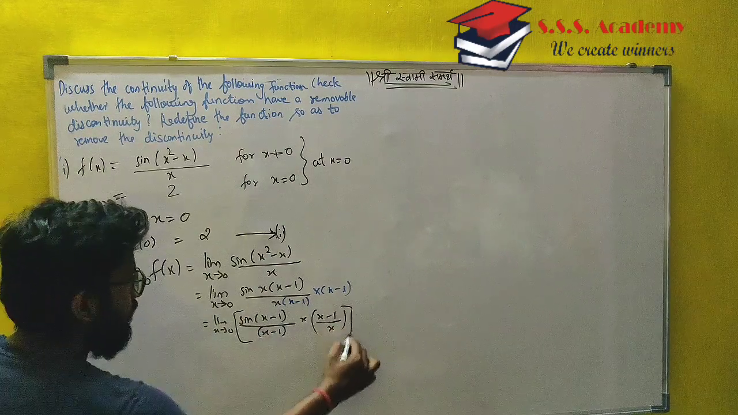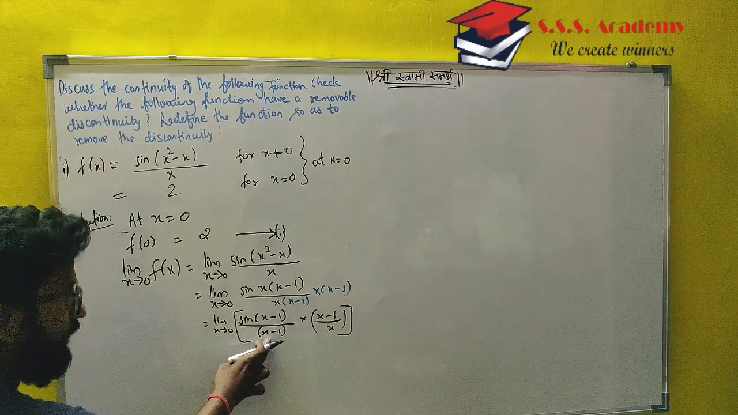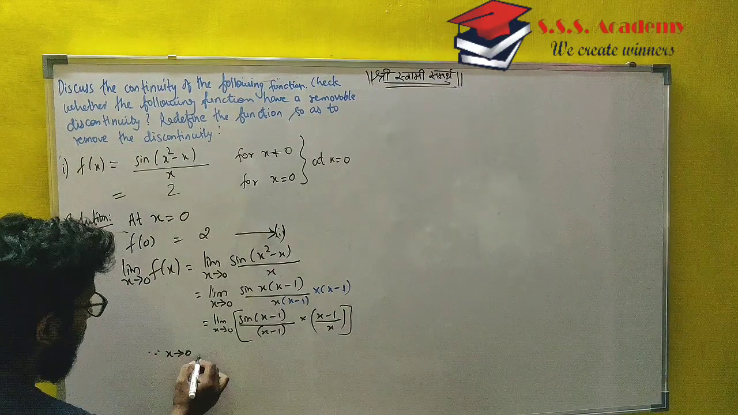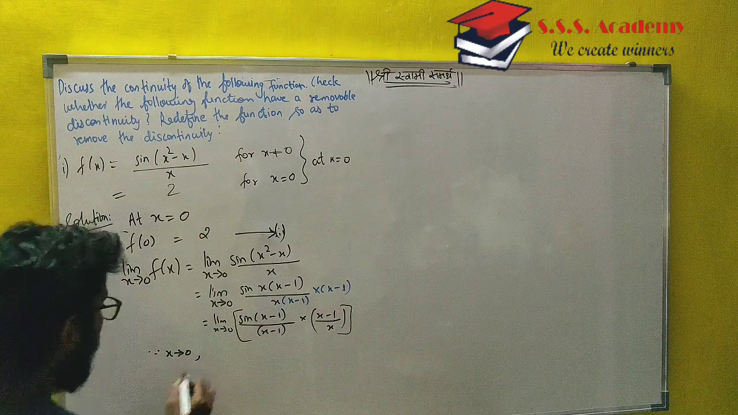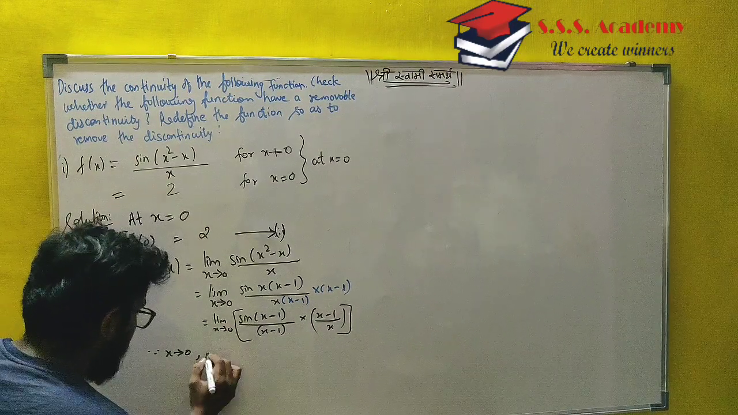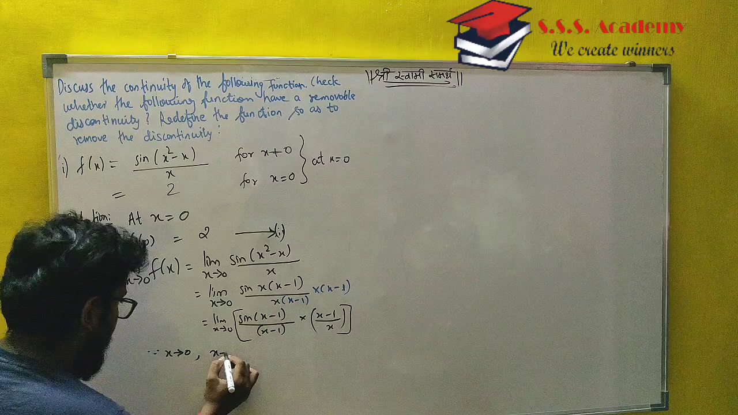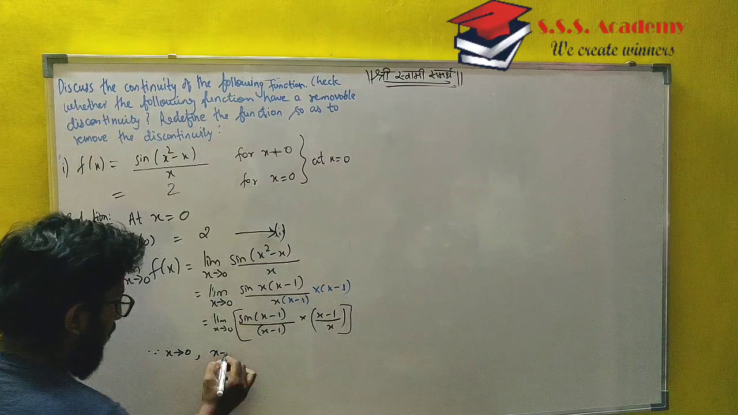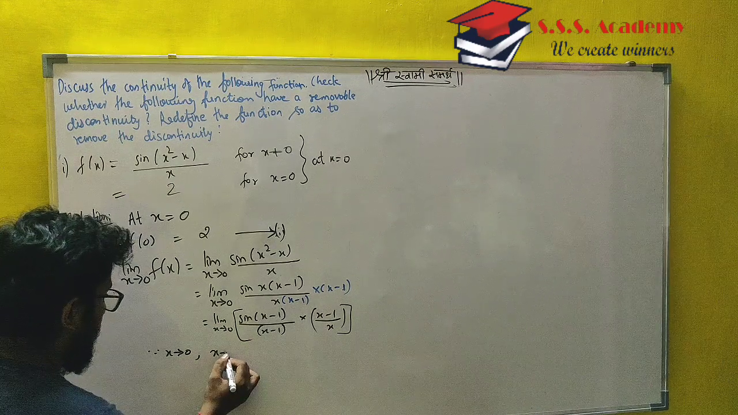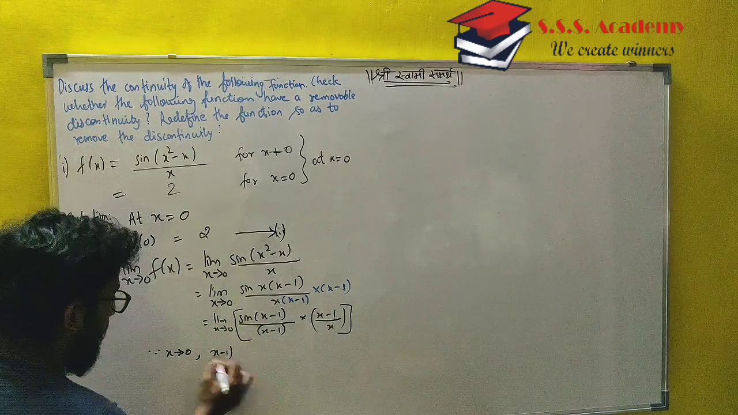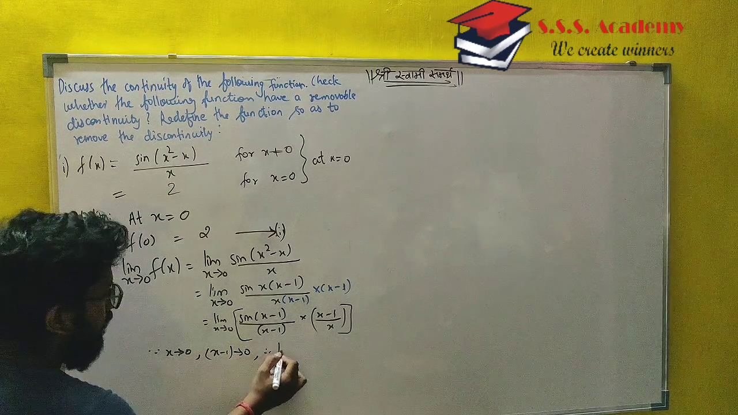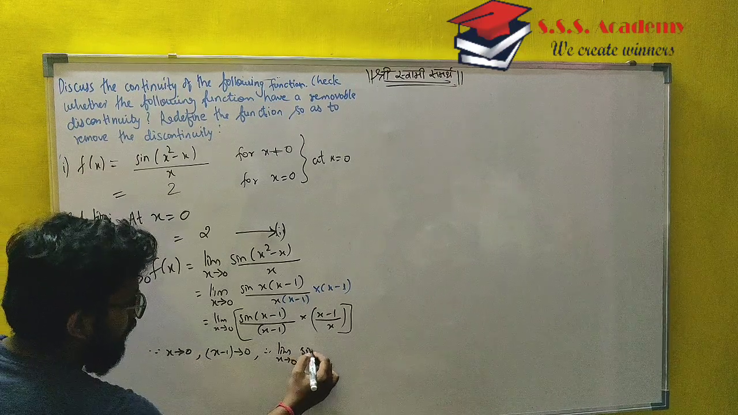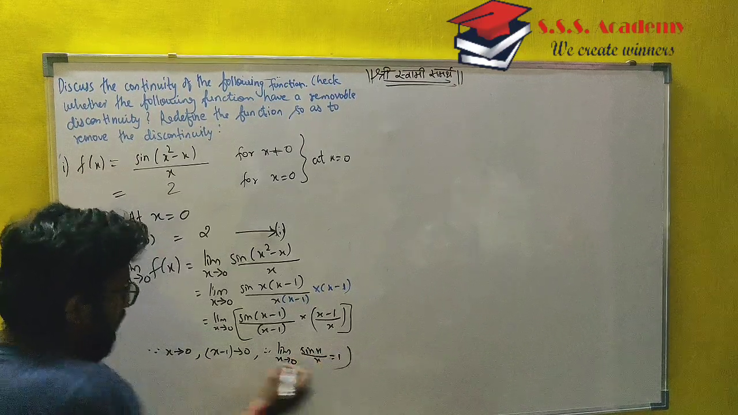Now for this type of function, whatever is present in the denominator must tend to 0. So for that we are going to write down the reason. Since x tends to 0, therefore x minus 1 will also tend to 0. So therefore limit of sin x upon x is 1.